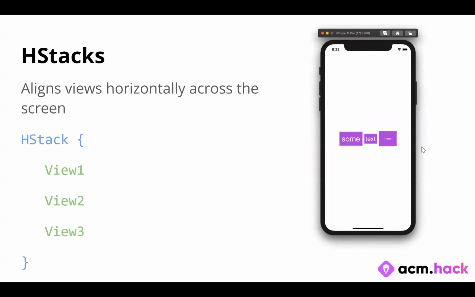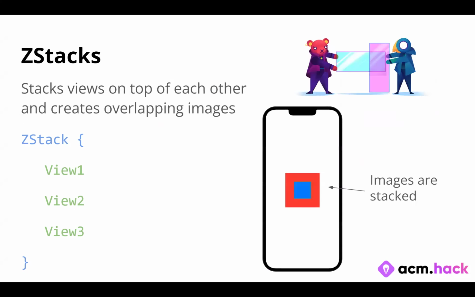HStacks are basically the same thing. They align views horizontally across the screen. We have HStack, view 1, view 2, view 3, and they align some text horizontally on the screen. ZStacks basically just stack views on top of each other and create overlapping images. So this syntax is basically the exact same, but here now the images are stacked on top of each other.